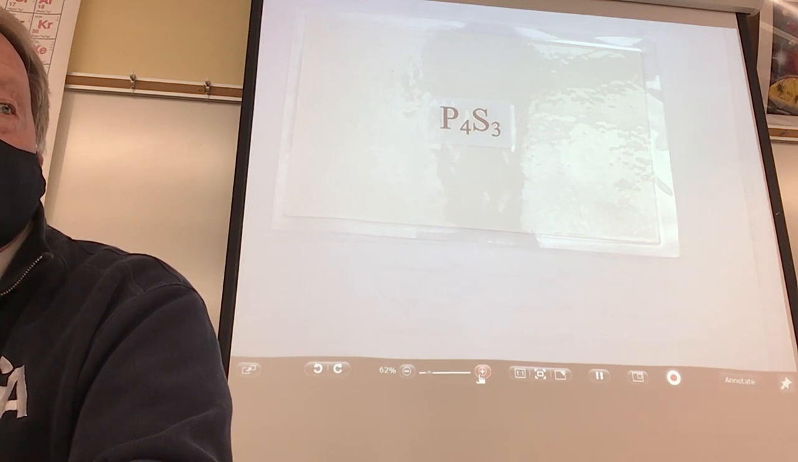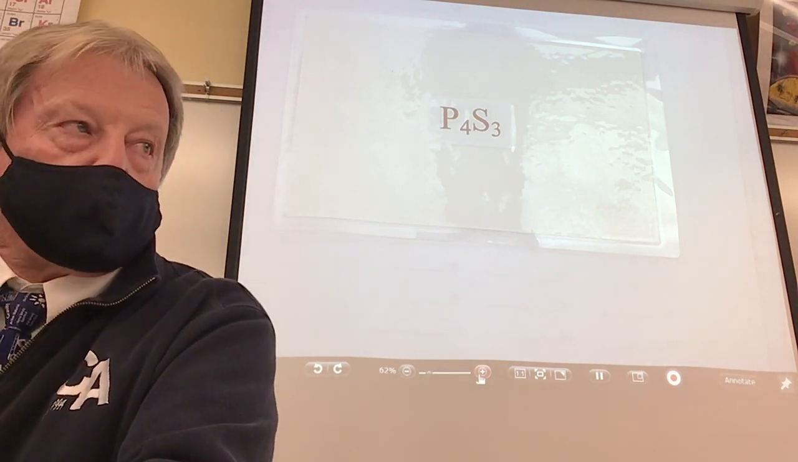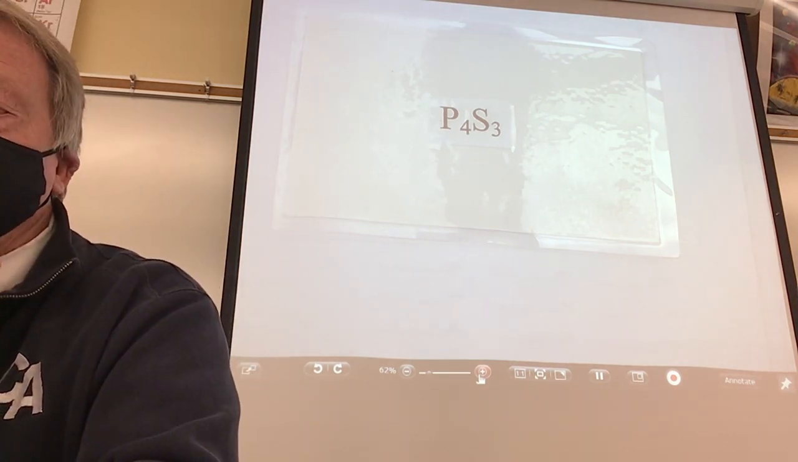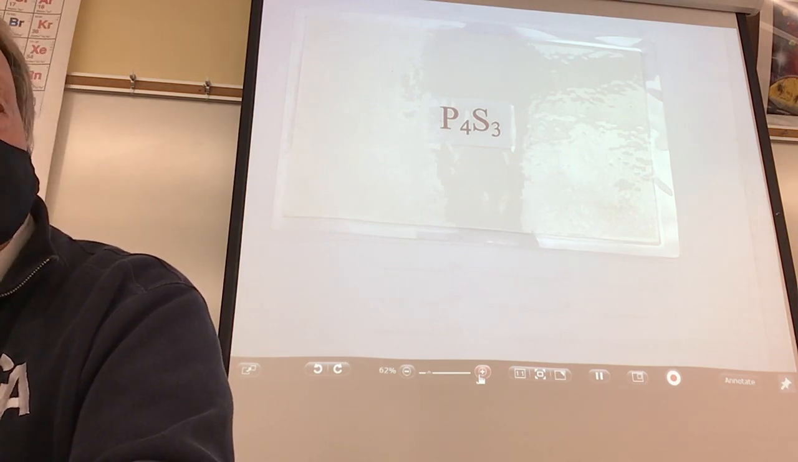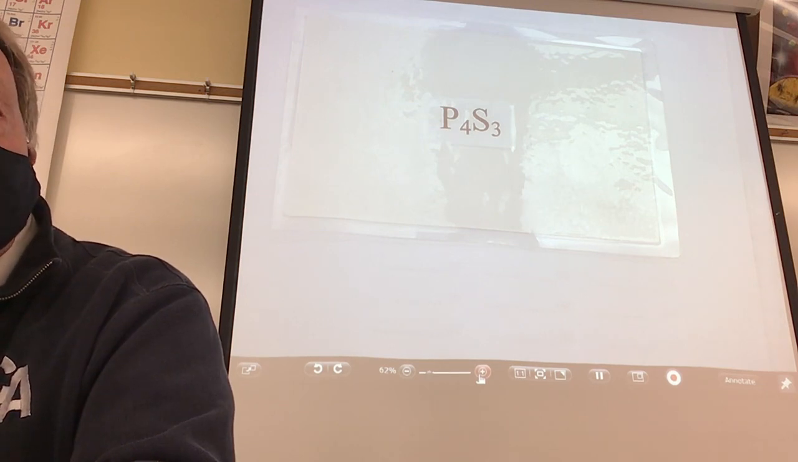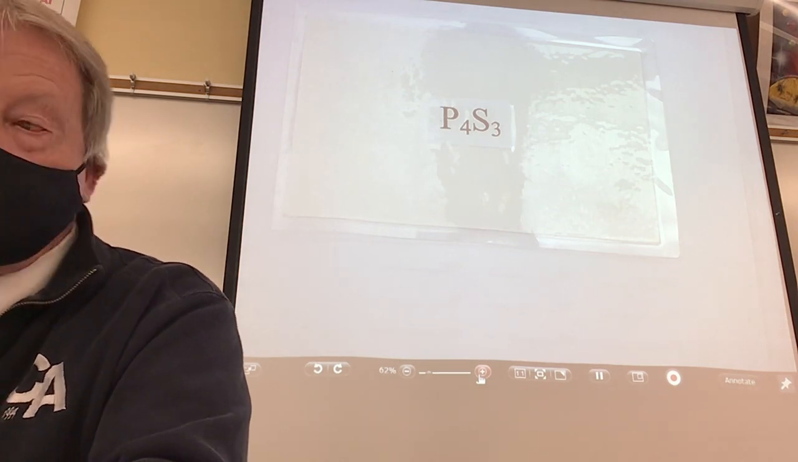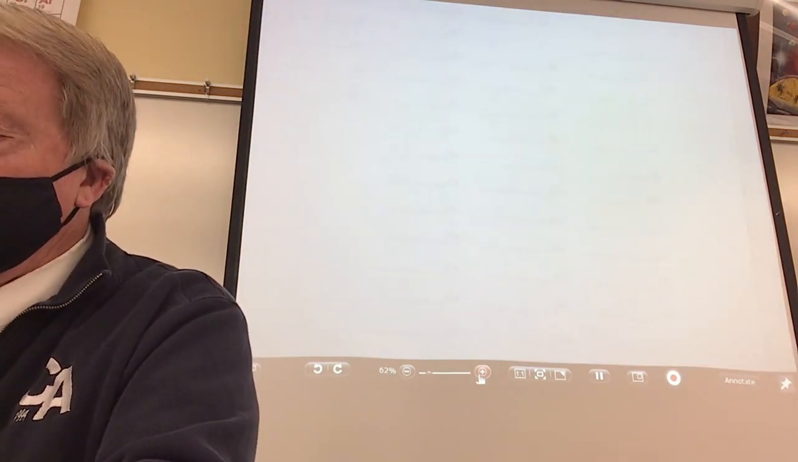Have you ever played the game Tetris? Tetris is a game where these little blocks, there are 4 blocks that come down. They're different shapes, and you try to get them to fit in. And tetra means 4. And how many wheels were on your tricycle when you were little? Tetraphosphorus. And all binaries end in IDE. Tetraphosphorus trisulfide. All binaries end in IDE.